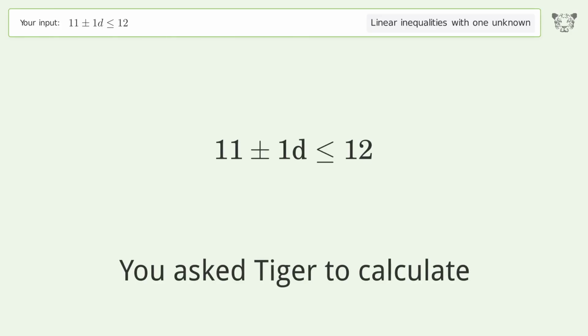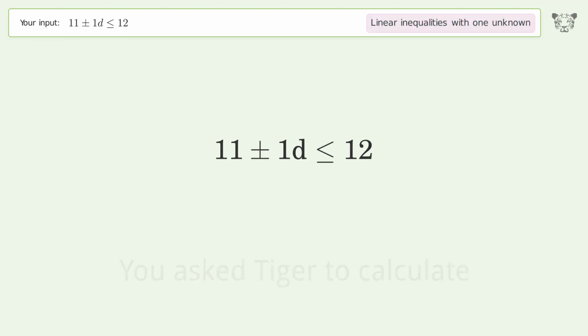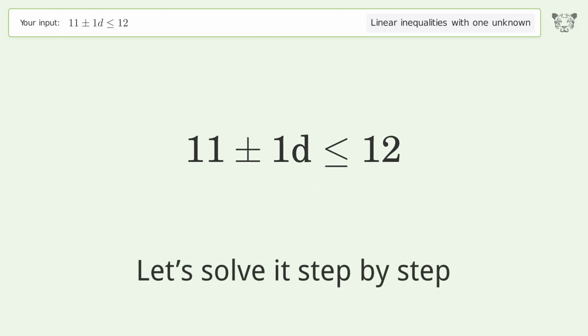You ask Tiger to calculate. This deals with linear inequalities with one unknown. The final result is d equal or greater than -1. Let's solve it step by step.